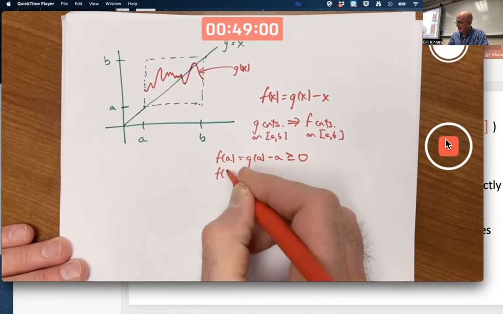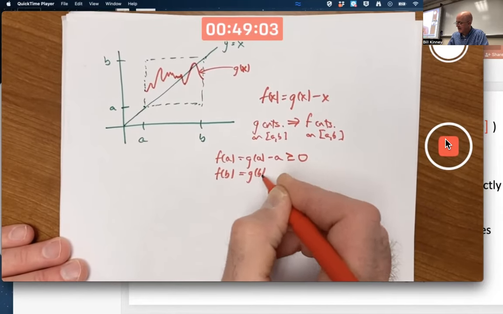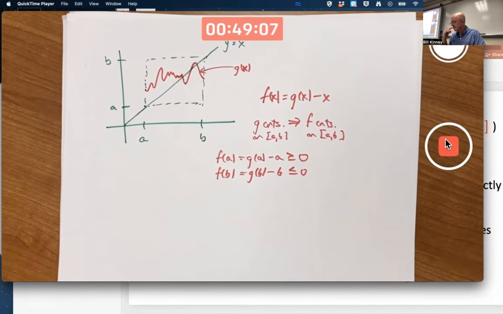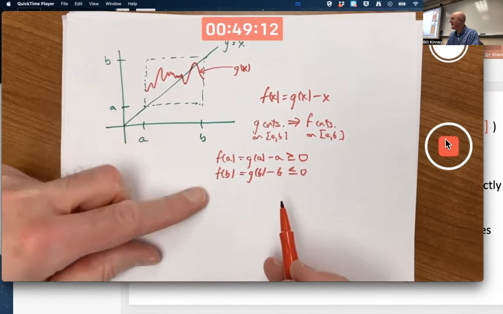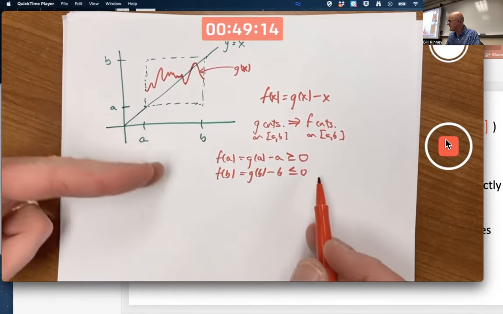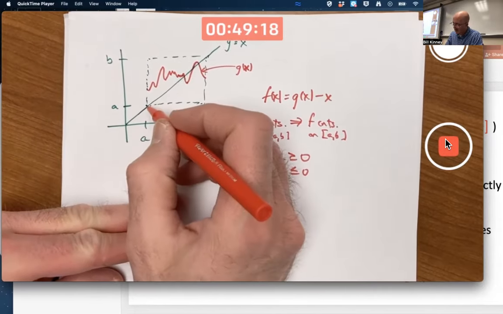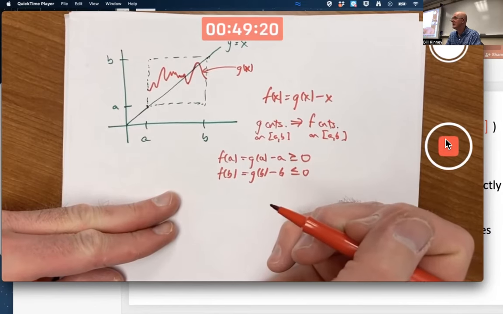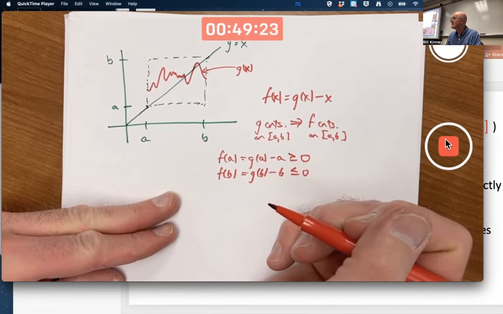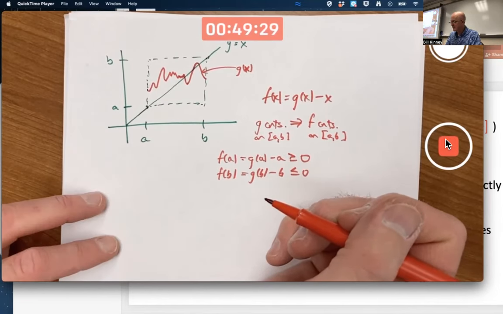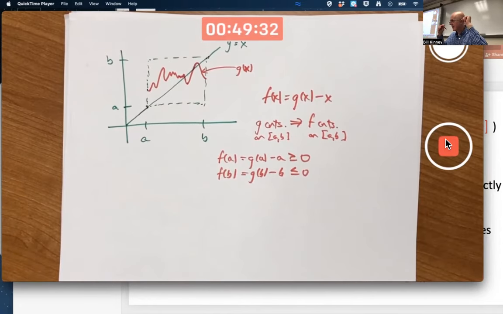And f of B is G of B minus B. That's got to be less than or equal to 0. But wait a minute. In the statement of the intermediate value theorem, f of A and f of B should be different. But couldn't they both be 0? Well, yes, they could both be 0. But if they were, we'd again already have fixed points, and we'd be done. That's kind of the easy case. So the harder case is when neither A nor B is a fixed point. Harder case in quotes, it's not that hard.